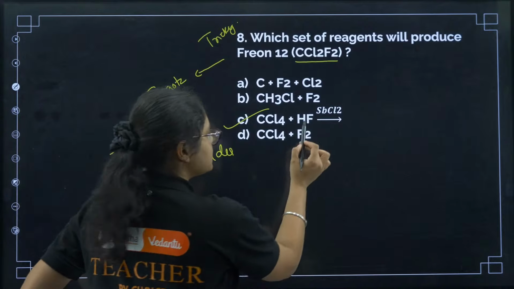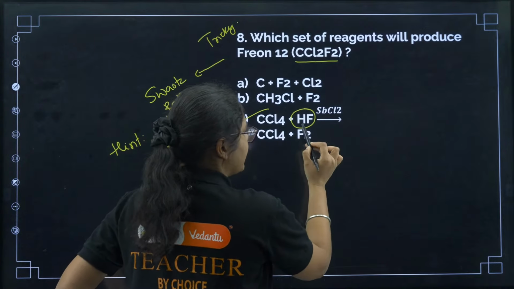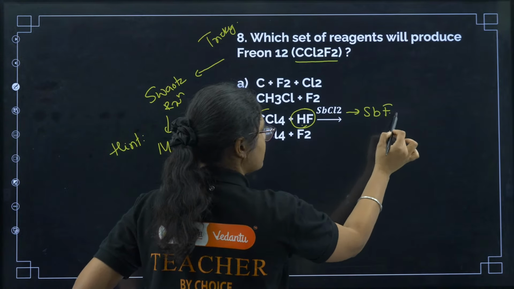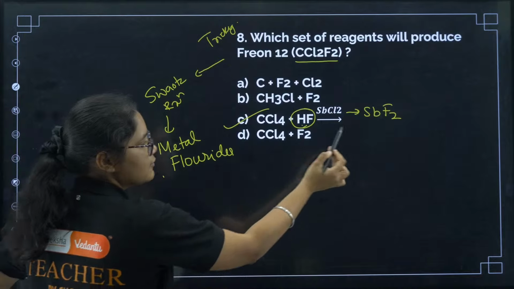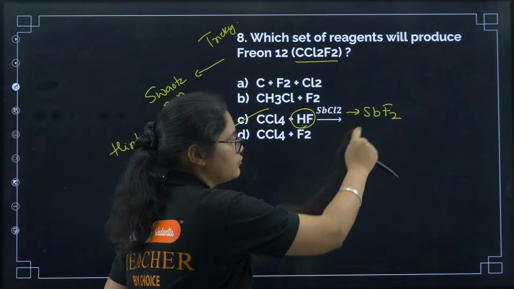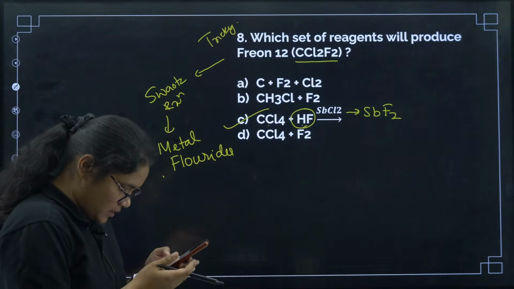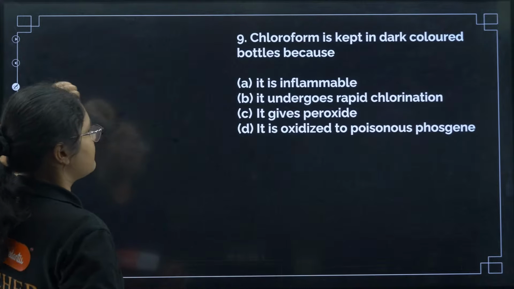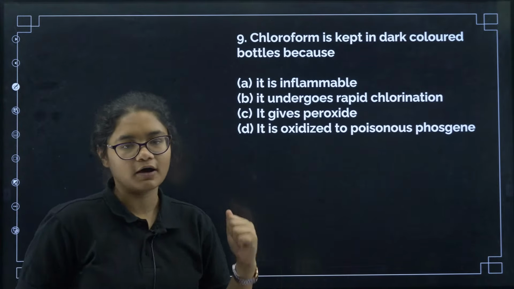Okay, so what is the purpose of using this HF? HF and SbCl2 will react to give you SbF2. Okay, that is your metal fluoride. Once the metal fluoride reacts with this one, 2 of the chlorines will be replaced with 2 of the fluorines. Yes, Manikant, you are absolutely correct. Chlorofluoro compounds are called freons.